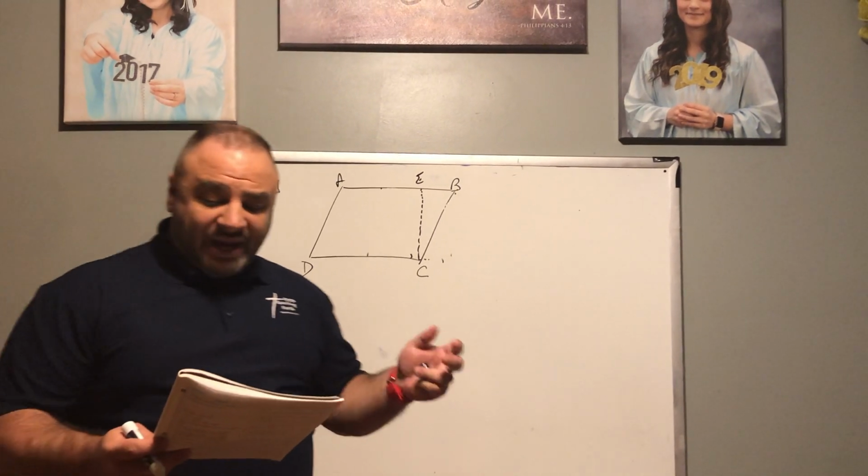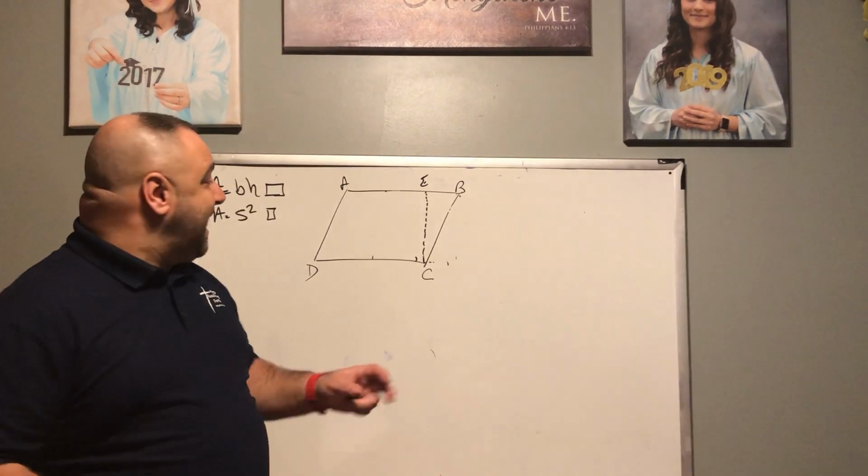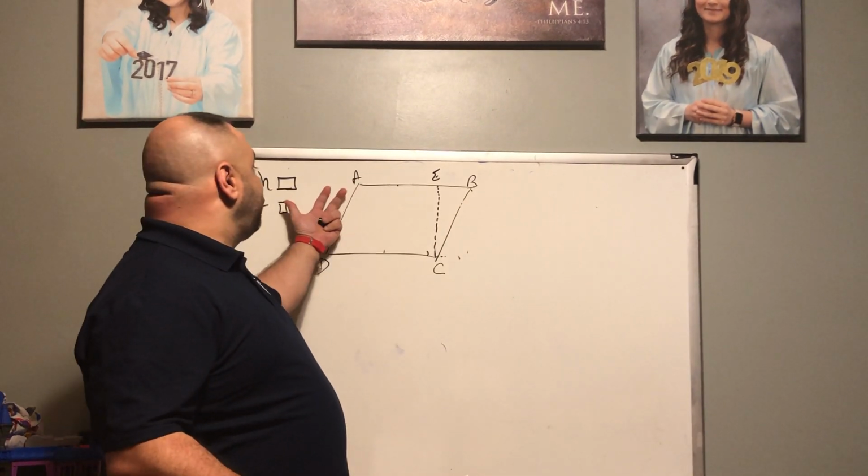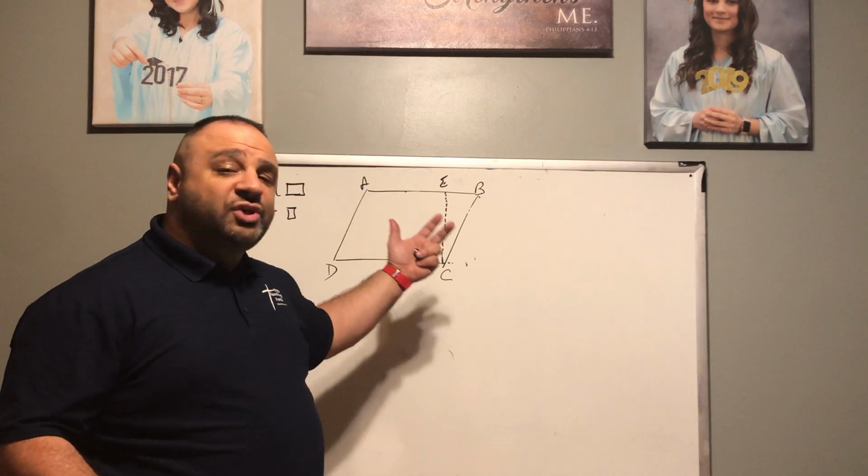And so, what if I take this triangle, okay, and I put it over this side of the parallelogram? What shape would I get?